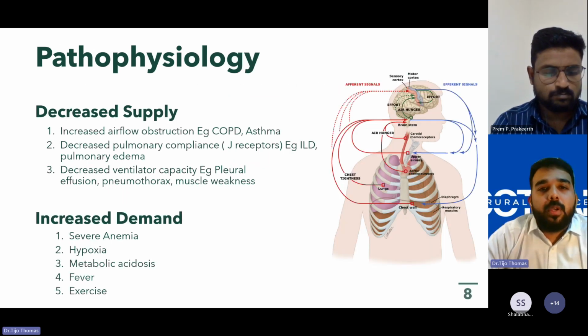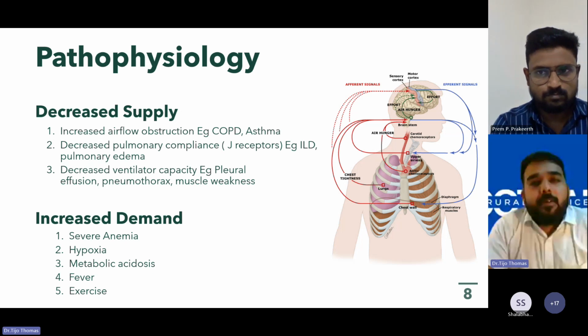You have to look at the pathophysiology in very basic terms. The two common reasons leading to the breathlessness would be decreased supply and increased demand.